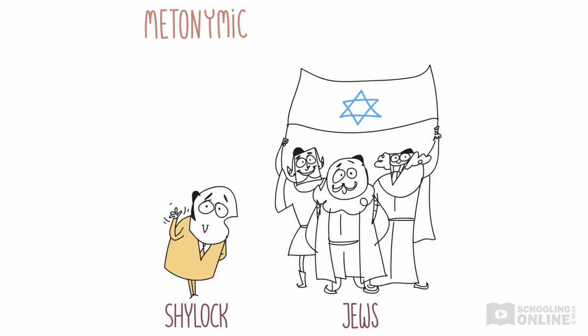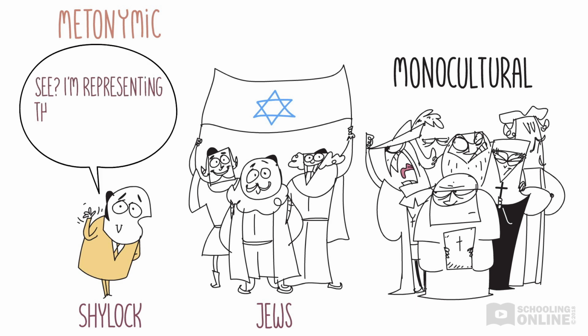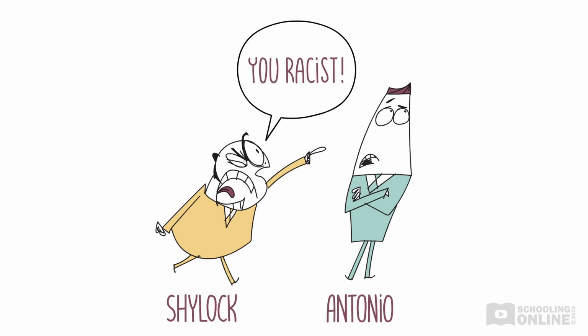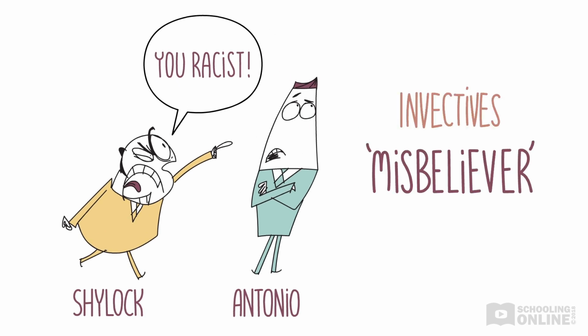Shakespearean England was quite monocultural, meaning that nearly everyone shared the same culture, ethnicity, language and religion. The few Jews in England were regarded with suspicion and even hostility. Shylock's experience reflects this well. The Christian characters all look down on him and insult him. For example, Shylock confronts Antonio about his racist behaviour, saying that Antonio publicly mocks him with invectives or insults like "misbeliever" and "cutthroat dog".